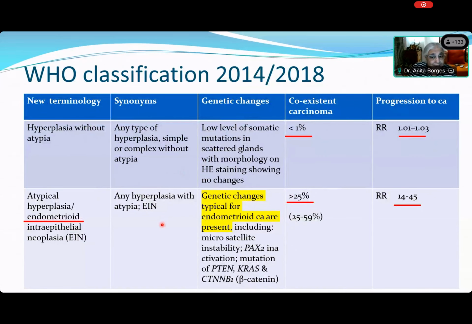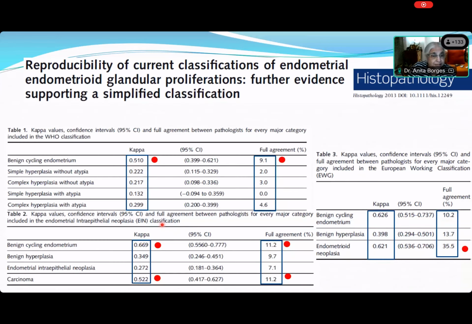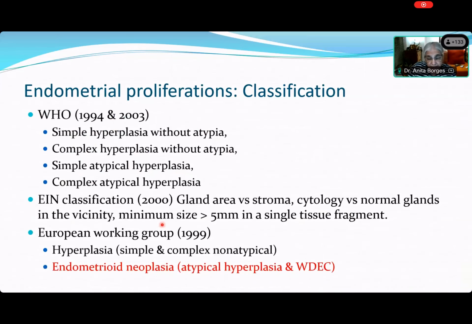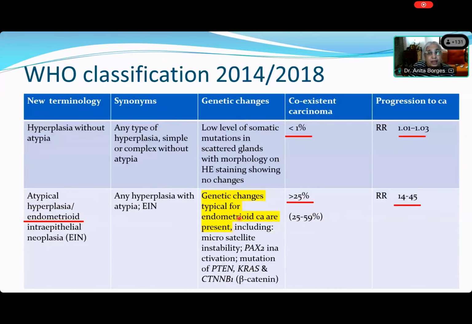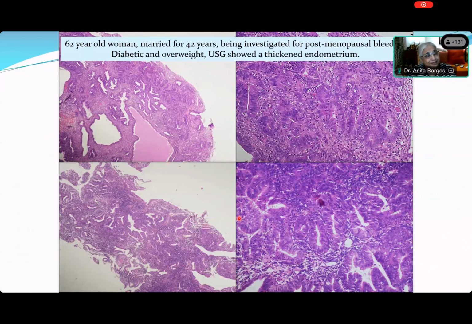Okay, and how do you tell that you have atypia? We have some reasons to call that atypical. And what is the atypia? Here it is gland versus stroma ratio. For cytology, you have to look at the cytology versus normal glands in the vicinity. Minimum size has to be greater than 5%. So now what else can this be? This is atypical hyperplasia. On this side, it is not atypical. This is what on the left-hand side is called hyperplasia without atypia.